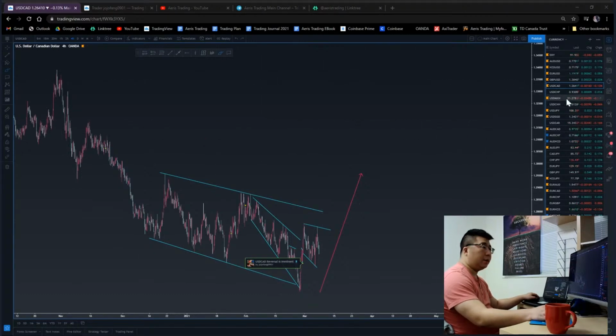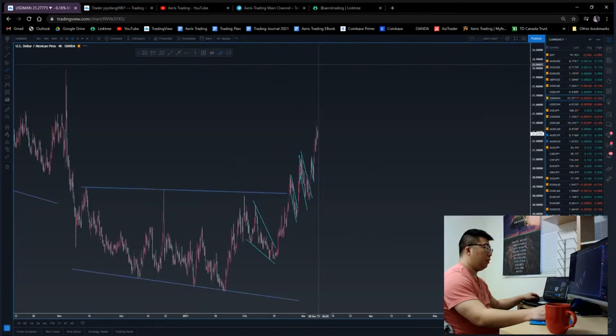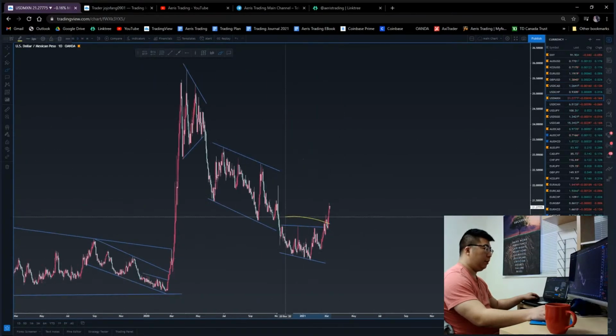And then dollar peso. Someone asked me about dollar peso. Yeah, very clean kind of reversal correction pushing up. We can expect a further bullish push up from the price. So those are pretty much my favorite dollar pairs.